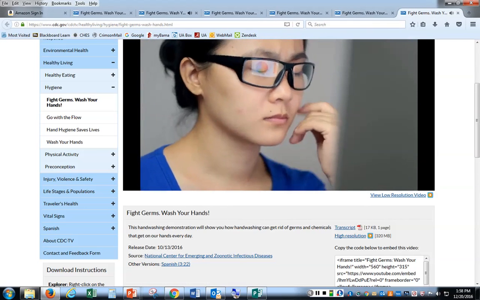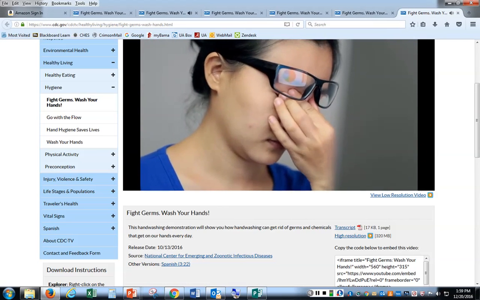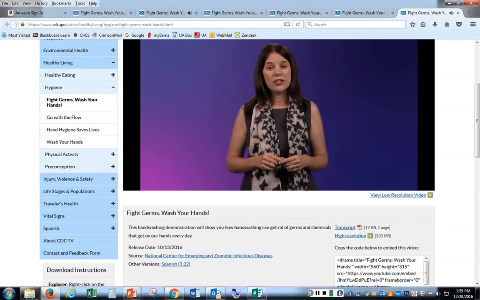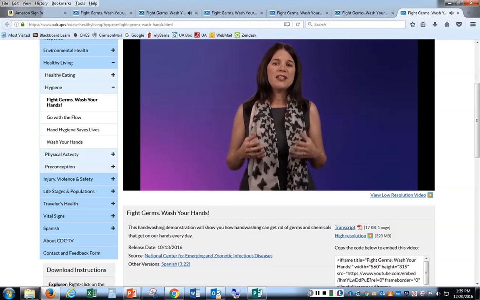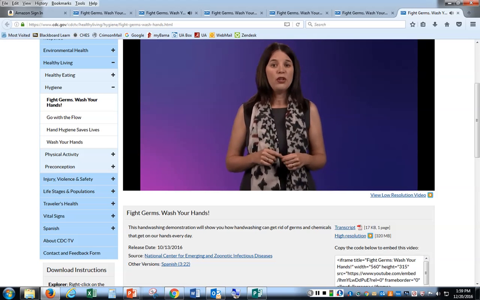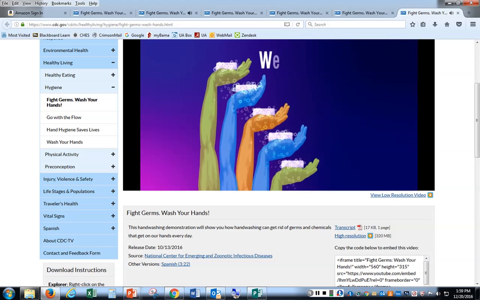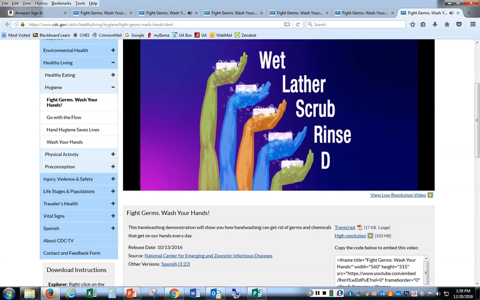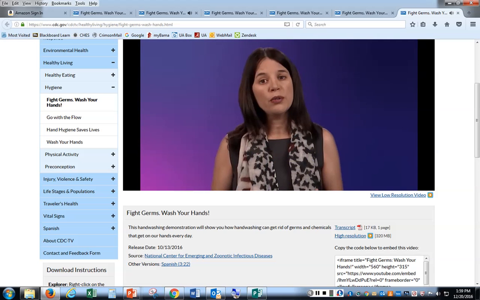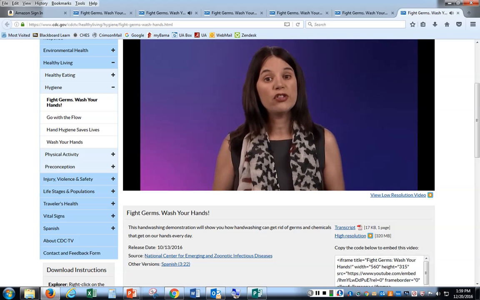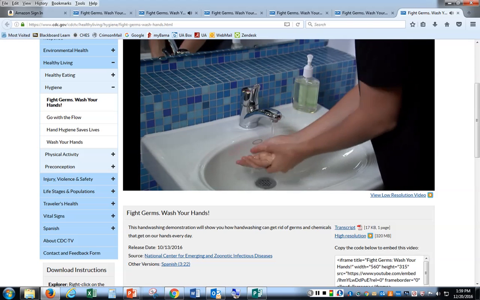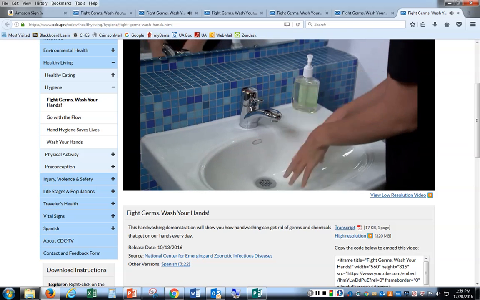Studies have shown that people touch their eyes, nose, and mouth about 25 times every hour without even realizing it. To get rid of these germs and chemicals, CDC recommends you follow these easy steps every time you wash your hands. Wet, lather, scrub, rinse, and dry. We're going to show you the right way to do each step. First, wet your hands with clean running water. Turn off the tap and apply soap.